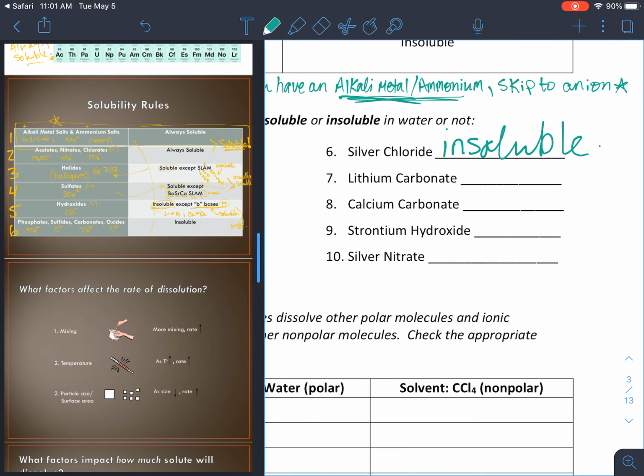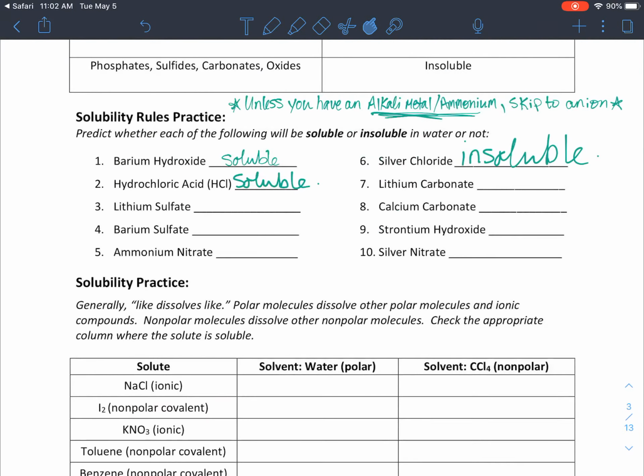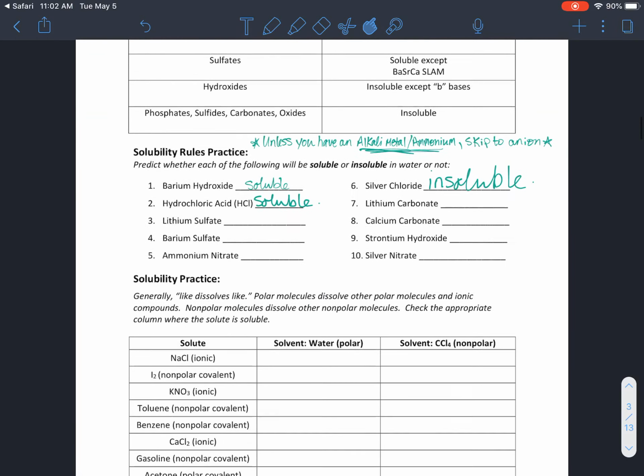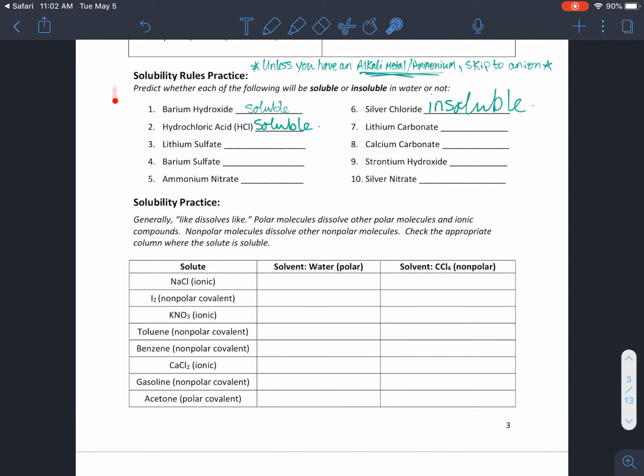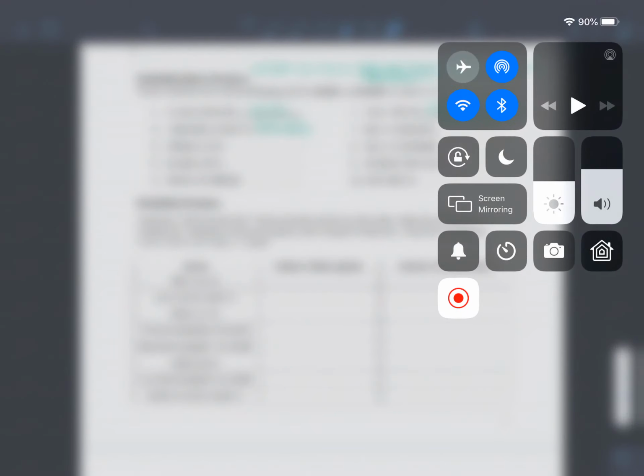Alrighty, and that's kind of how you go along with these. So your classwork today is to complete these 2 areas and submit them to my WJ. I hope you guys have a good day.